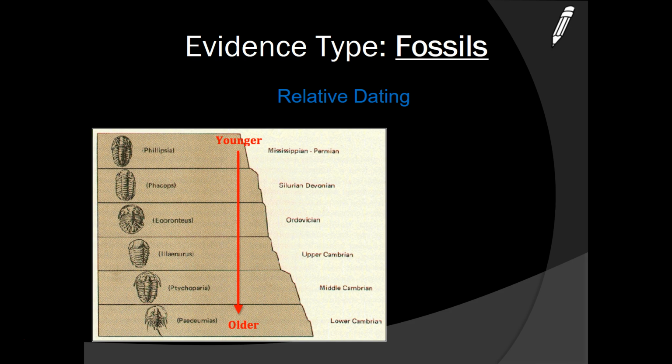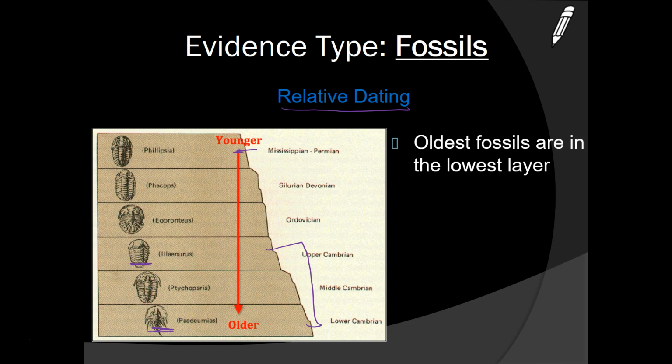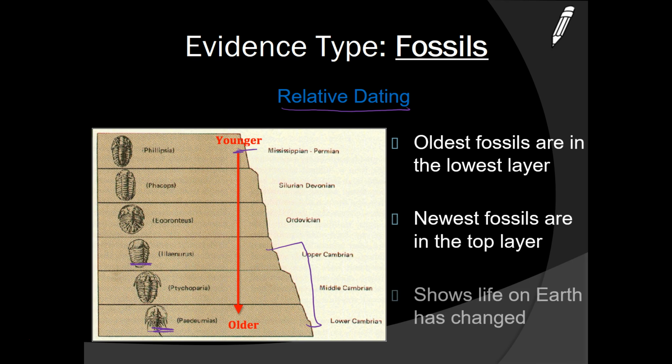The next type of evidence is called relative dating. And what relative dating does is it compares 2 fossils found in different layers. So I know that this fossil right here must be older than the one found in this layer because it's deeper. And this is called relative dating. It's comparing 2 different fossils in 2 different layers. The closer it is to the top, the younger it is, the deeper you have to go, the older it is. That's logical. So the oldest fossils are found in the lowest layer. The newest fossils are found in the top layer.